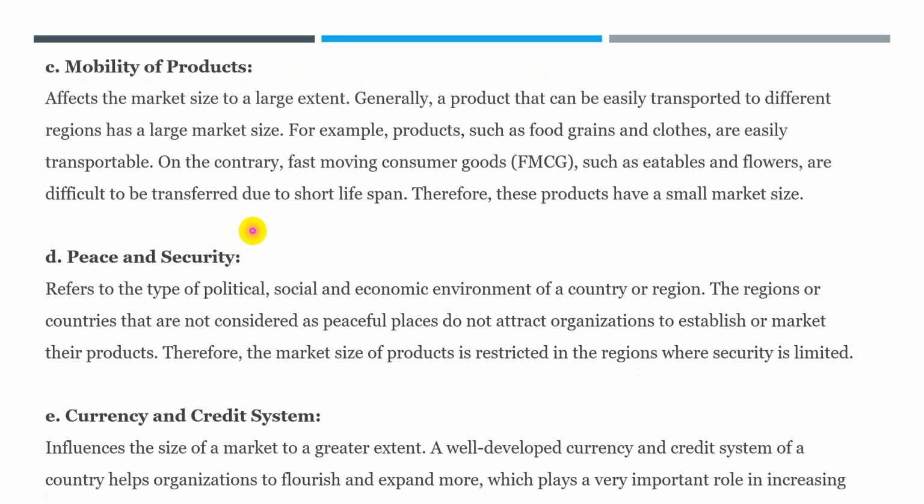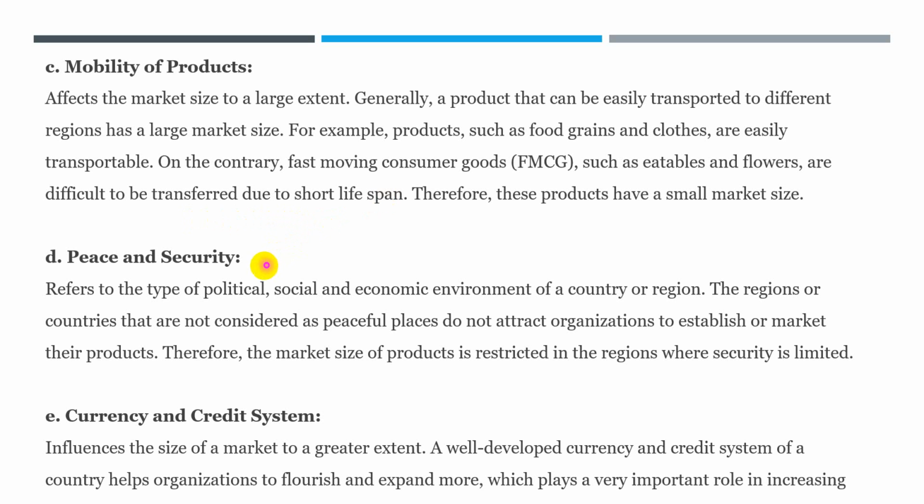Mobility of products. Mobility of products affects the market size to a large extent. Generally, a product that can be easily transported to different regions has a large market size. For example, products such as food grains and clothes are easily transportable. On the contrary, goods such as eatables and flowers are difficult to transport due to short lifespan. Therefore, these products have a small market size.